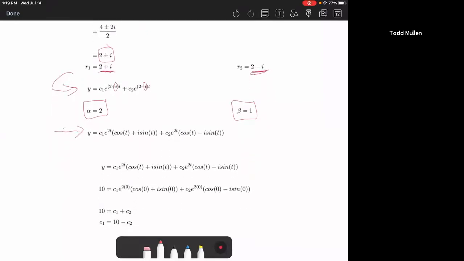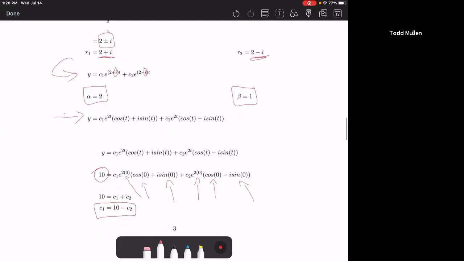Now, let's see what happens when we plug in our initial values we were given. When t is equal to 0, we have that y is equal to 10. And this simplifies just as in last section. We have C1 is equal to 10 minus C2. Important note: i times sine of 0. Well, sine of 0 is just 0. So every time you see that, that just disappears. Cos of 0 is just like e to the 0. It's equal to 1. So that's how this simplified as such.